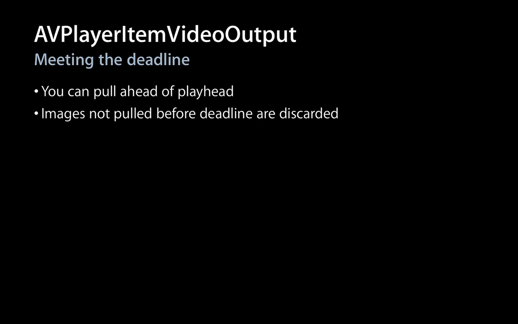Of course, like I promised, you can pull ahead of the playhead. You can ask the AV Player item video output for images ahead of the current time. You can add an interval that's appropriate for your custom processing and have the AV Player item video output calculate the item time that's appropriate. If you fall behind in your processing, you don't need to worry. The AV Player item video output will automatically discard all images behind the playhead.